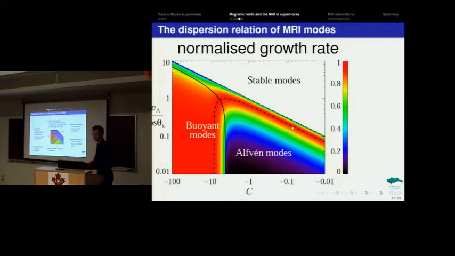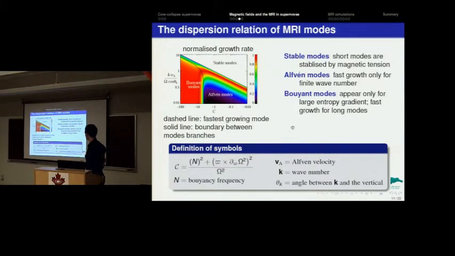So what's the horizontal axis? C of -1 means it's stably stratified, or what? No, stably stratified is positive. So they are all unstable. You have the instability, but the instability changes its character at this line. You have only those Alfvén modes here and only those convective modes here.